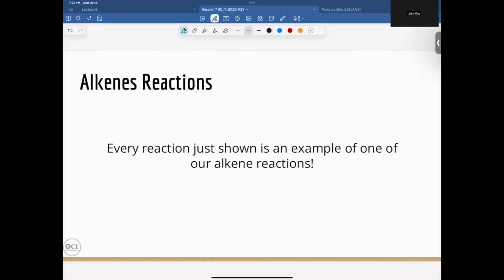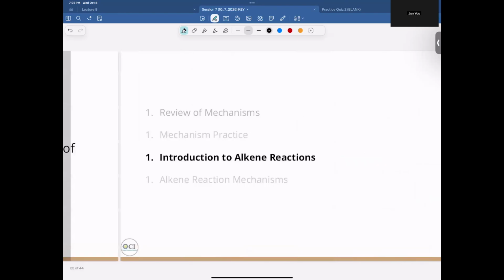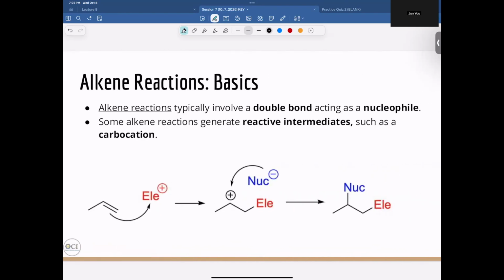All right, everything we just showed was an alkene reaction. So typically in an alkene reaction, the double bond will attack an electrophile, and that will form a cation, and that cation can then be attacked by a nucleophile. This is the general mechanism of alkene reactions.